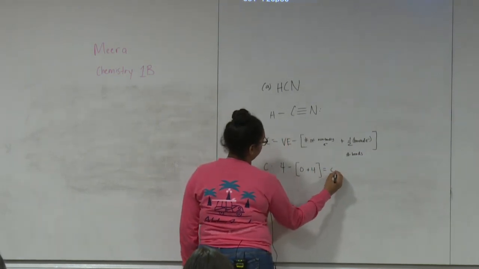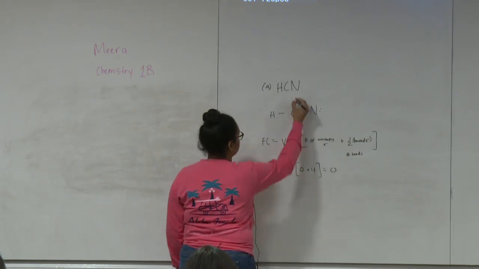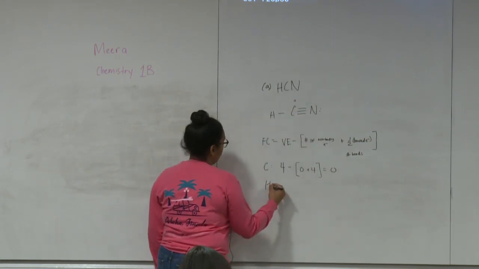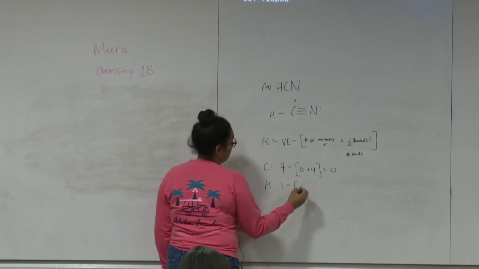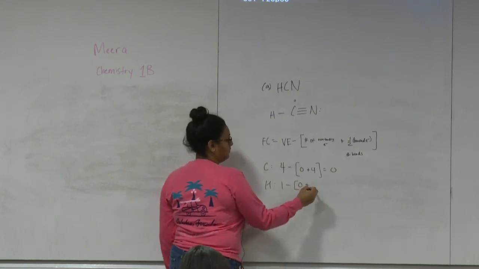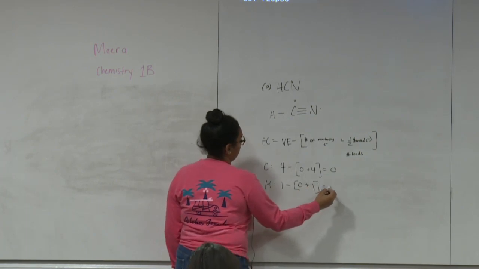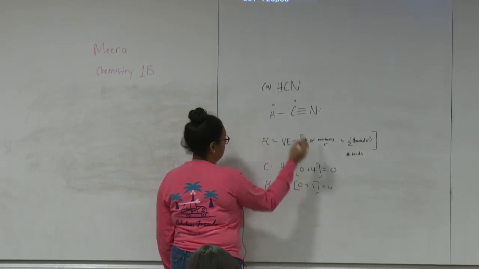So 4 minus 4 is 0. Its formal charge is 0. We look at hydrogen. Hydrogen has 1 valence electron, 0 of them are non-bonded. That has 1 bond. Formal charge is 0.